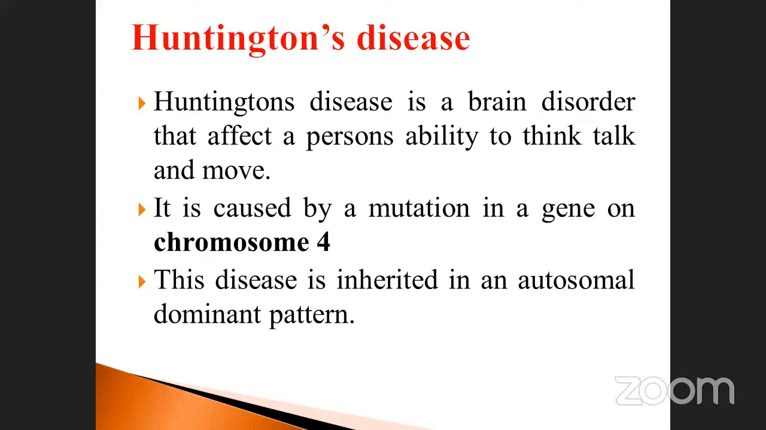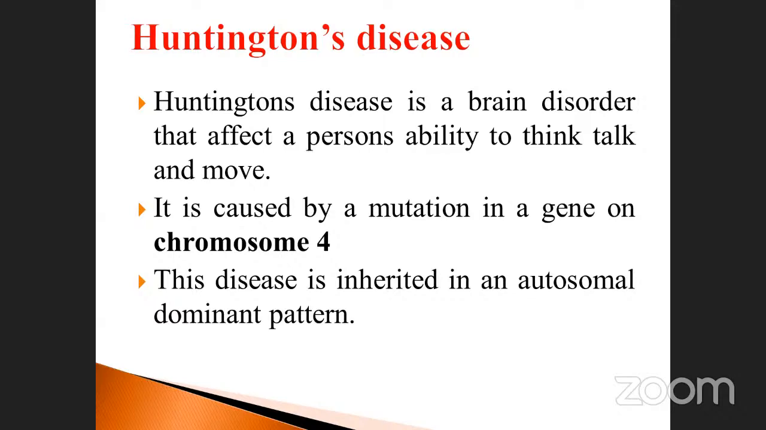This disease is inherited in an autosomal dominant pattern. Don't forget, Huntington's disease is an autosomal dominant pattern. This is not a recessive pattern. This is a dominant pattern. Okay, 4. So letter D, dominant, means 4th letter. The chromosome is also the 4th one. Imagine Huntington.